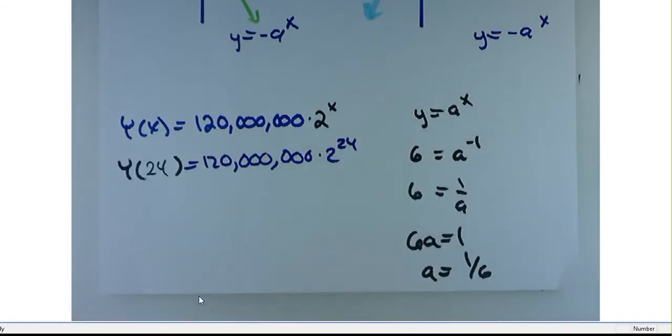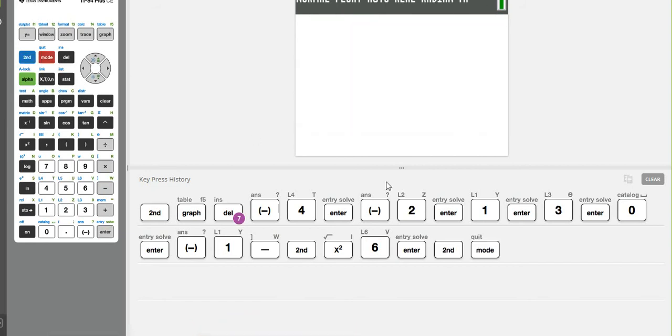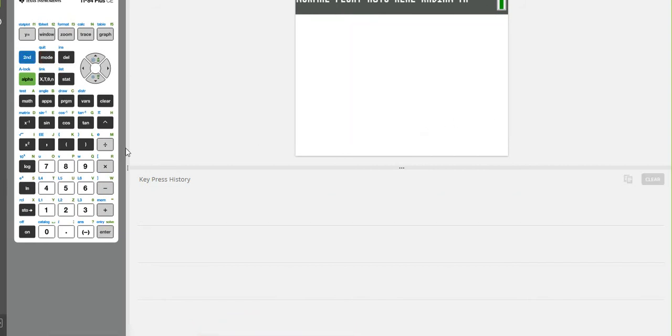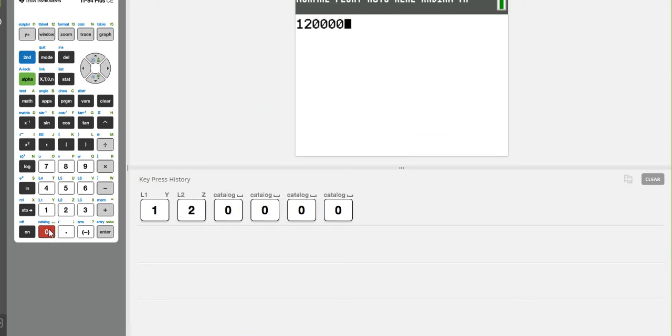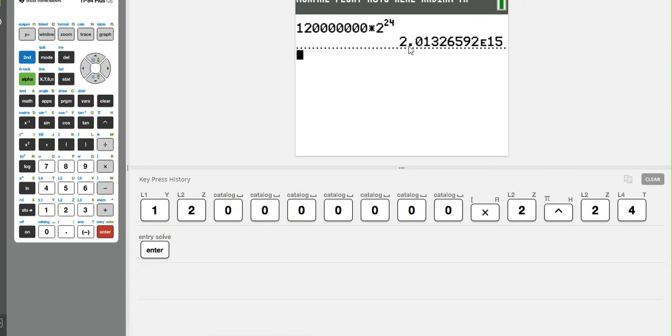Now, when you do that on your graphing calculator, you're going to get a number in scientific notation. So let me clear out of here. 120 million times 2 raised to the 24. Now you should expect a really, really big number. And if you're looking at this and going, wait a minute, 2.01, that's not a really big number, well, you have to look all the way down to the right end of this. It's times 10 to the 15th power there.